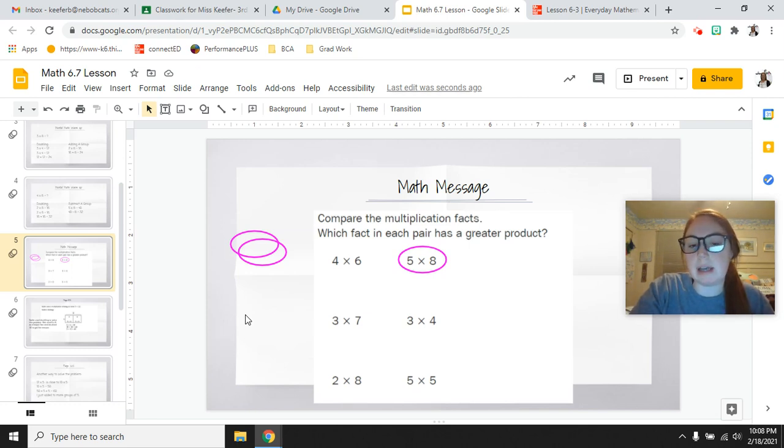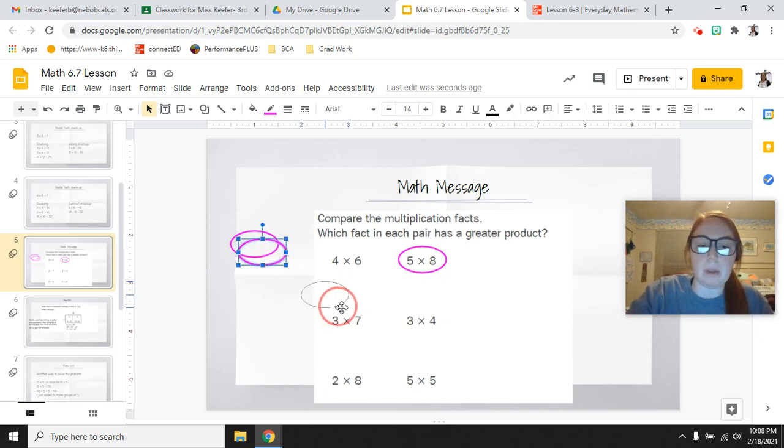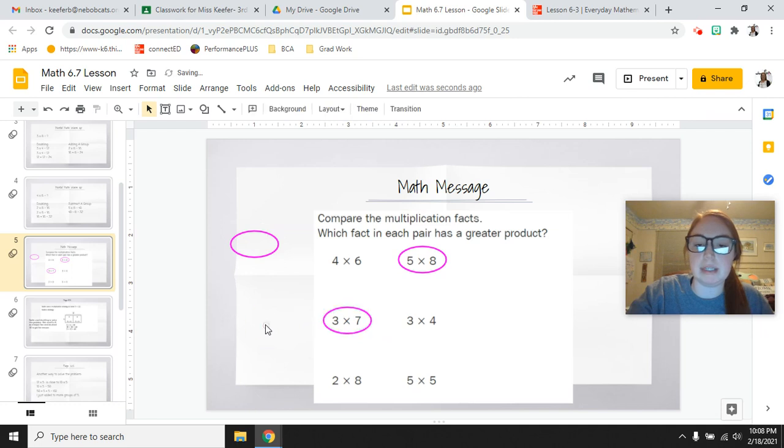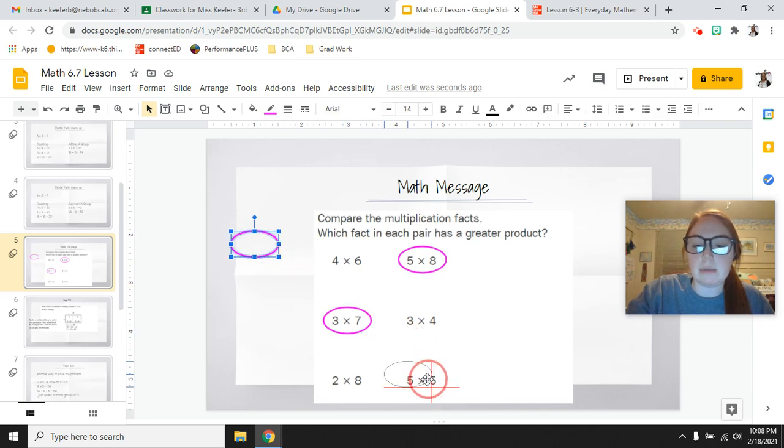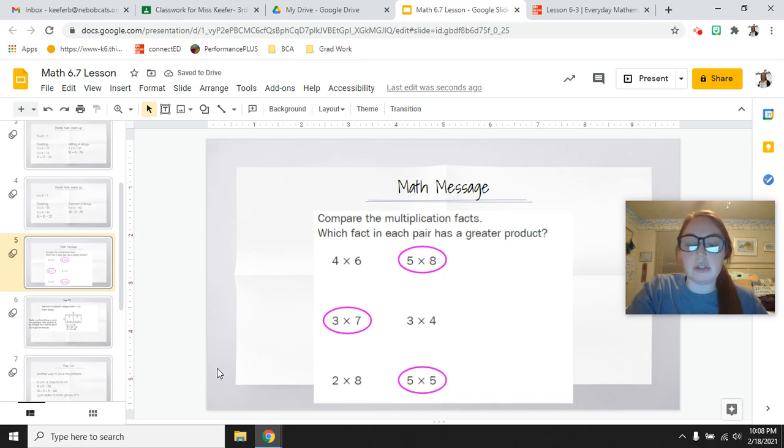What about 3 times 7 and 3 times 4? We would get a greater product with 3 times 7. And our last one is 2 times 8 and 5 times 5. This one, 5 times 5 would give us the greater product. So if you went through and solved these, you would know that those were the answers.